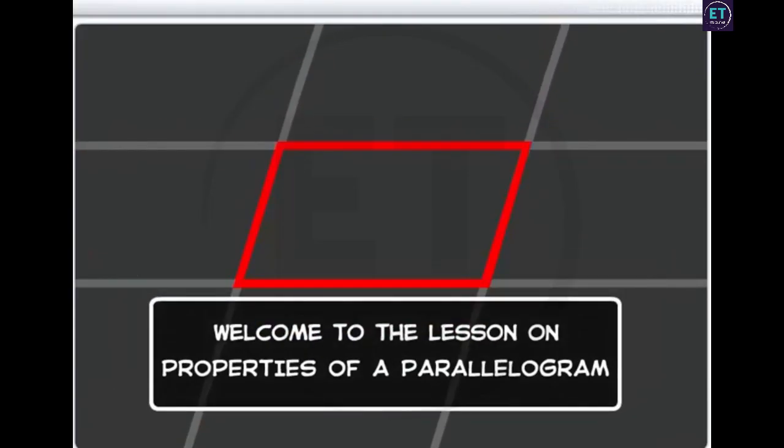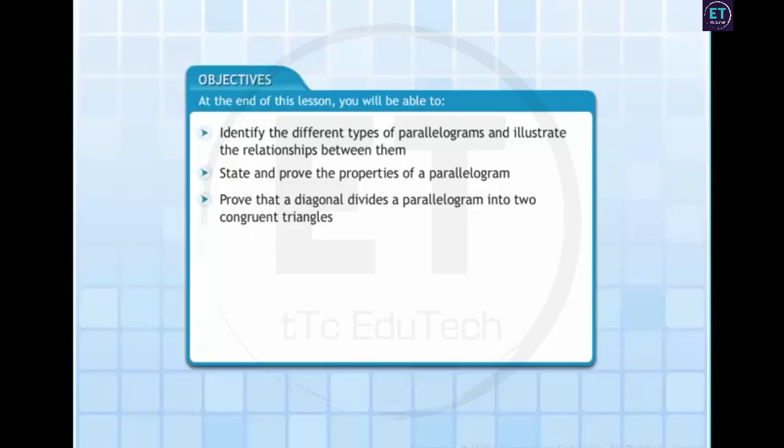Welcome to the lesson on properties of a parallelogram. At the end of this lesson, you will be able to identify the different types of parallelograms and illustrate the relationships between them. You will be able to state and prove different properties of a parallelogram. You will also be able to prove that a diagonal divides a parallelogram into two congruent triangles.